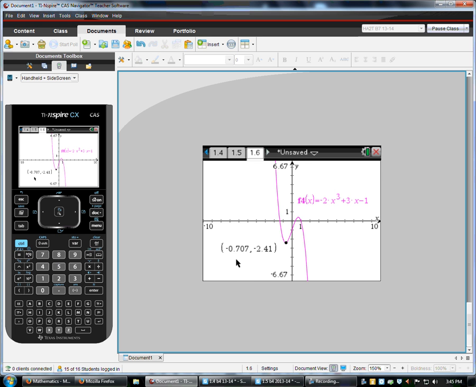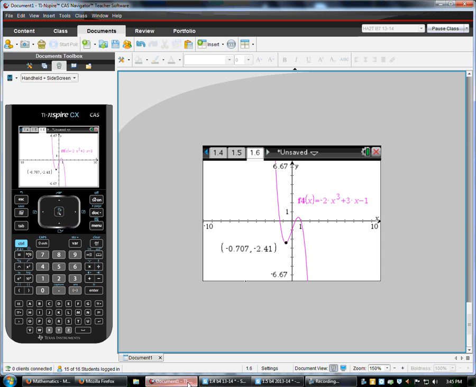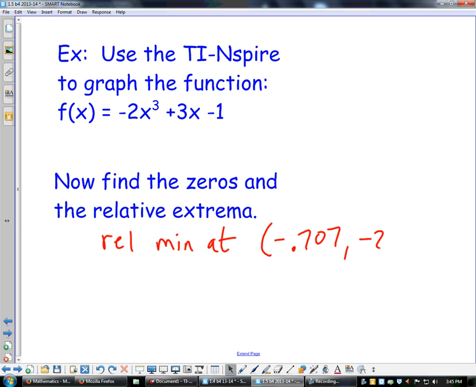Now technically we would say that the minimum occurs at that ordered pair, but the minimum itself, the relative minimum, is the negative 2.41. So over here, let's say that there is a relative minimum at negative 0.707 comma negative 2.41, and we would say that the minimum is negative 2.41, just that y coordinate.